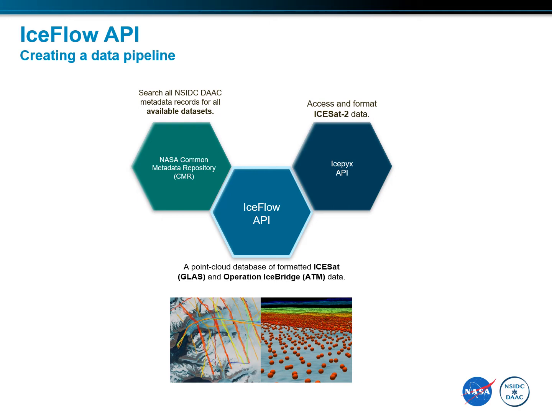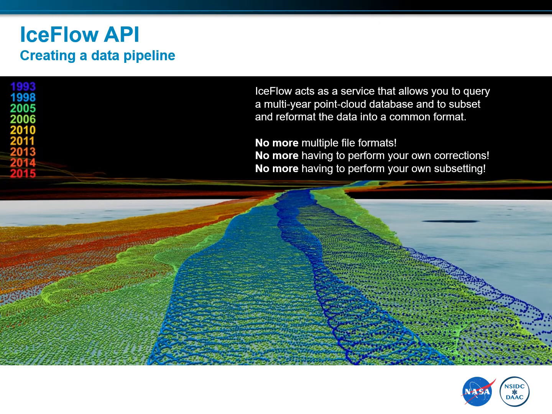Finally, IcePyx, a program developed during the University of Washington ICESat-2 Hack Week, is used to access and subset ICESat-2 data in HDF5 format through CMR and NSIDC services. IcePyx is an open-source, community-driven effort that is continuing to grow and develop new and innovative ways to access and work with ICESat-2 data. The IceFlow API allows users to query, subset, and reformat a point cloud database in a form that looks very much like ICESat-2 data.